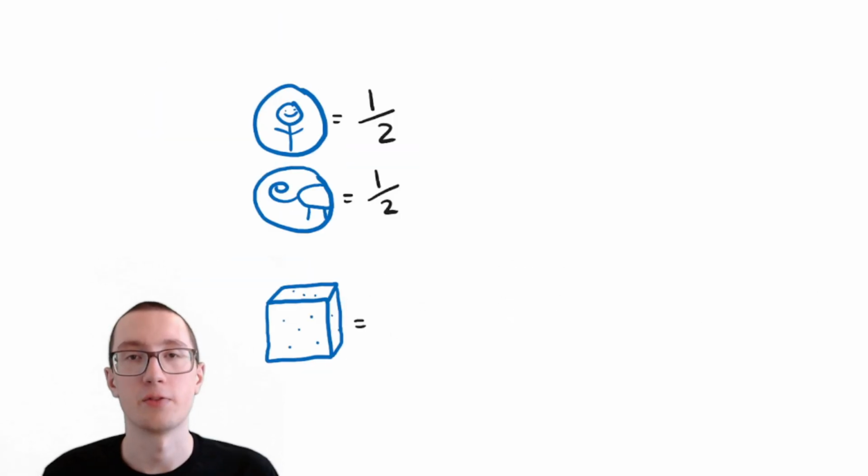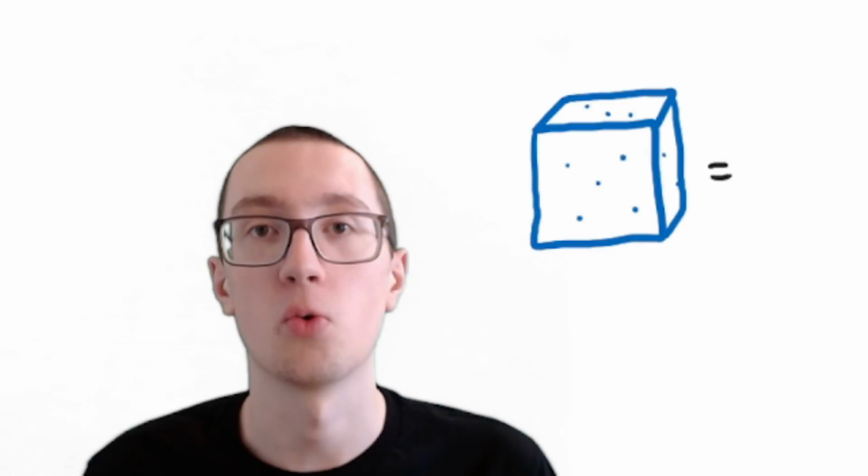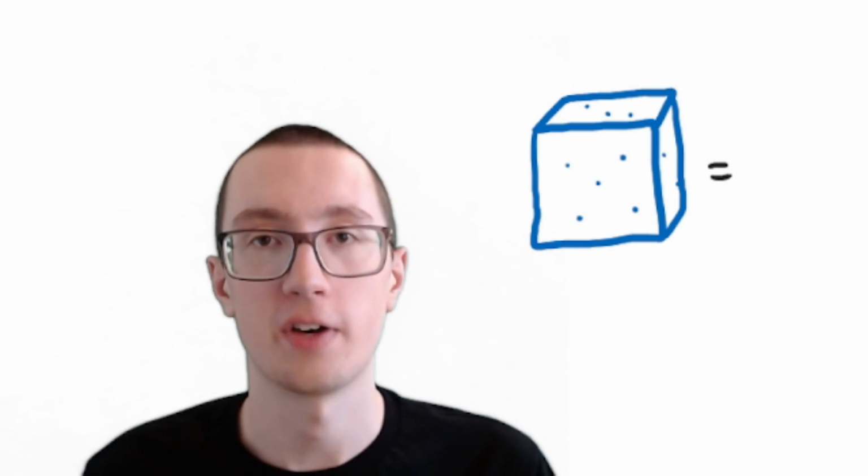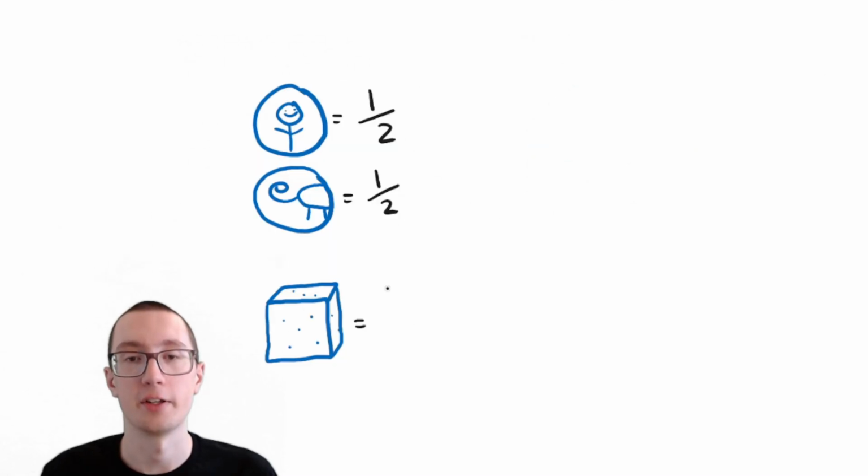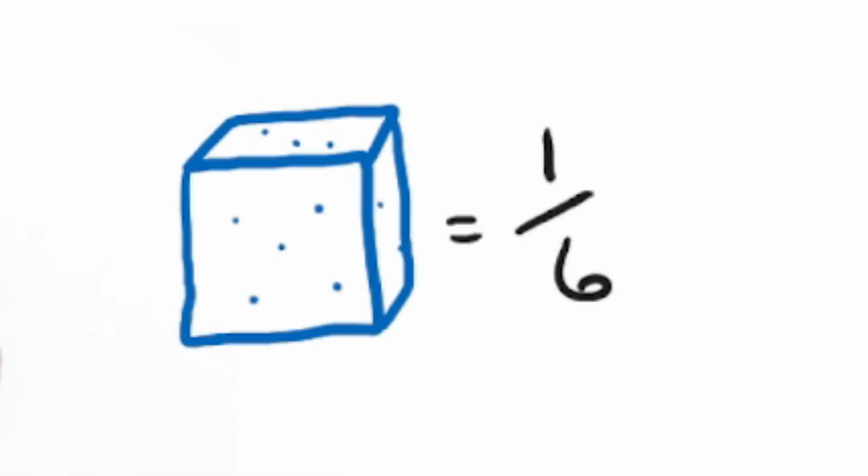Now, what about for dice? If you had to roll a die and I said it's a 6-sided die and you need to roll a 5, what are the chances of rolling a 5? Well, there's only one side with a 5 on it, so that would be 1 over, and then there are 6 possible sides, so 6. So the chances of rolling a 5 are 1 out of 6.